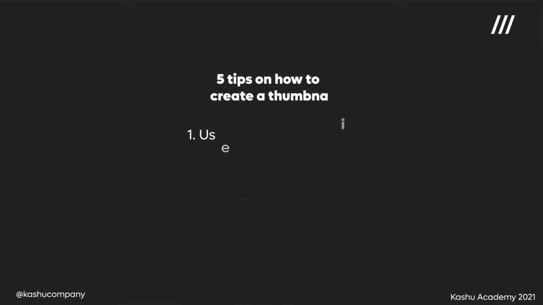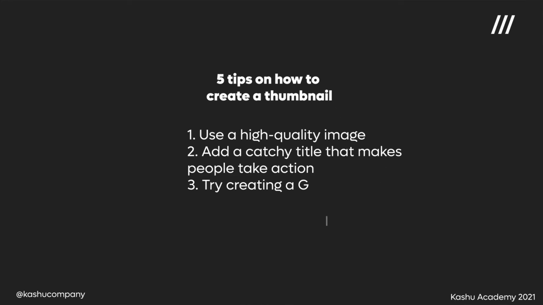So here are 5 tips on how to create a thumbnail that makes your audience click. First, use a high-quality image. Avoid using screenshots from the video. That would make the thumbnail look boring. It has to be custom. Add a catchy text on the screen that makes people take action. Use a pain point your customers have or something to grab their interest. You can also create a GIF. And last but not least, focus on you. People don't like generic images as thumbnails. They prefer to see people instead of graphics.